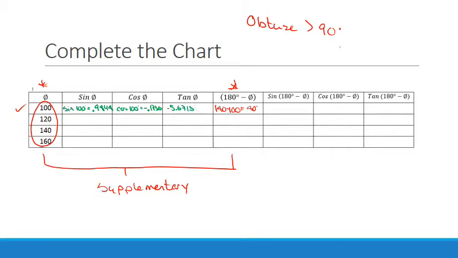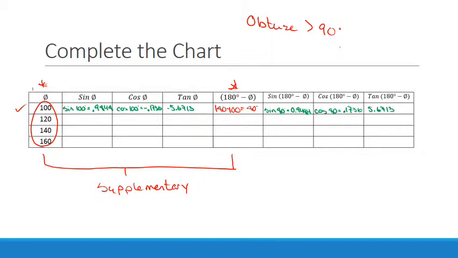All right, now we're going to look at the supplementary partner of it. That was sine 100. Now let's look at sine 80. And when we look at sine 80, then I'm going to get 0.9848. And then I'm going to look at cos 80. And I get decimal 0.1736. And then tan 80, 5.6713.